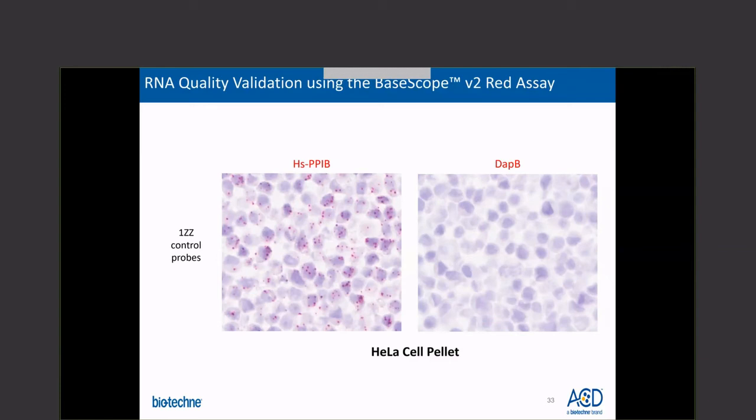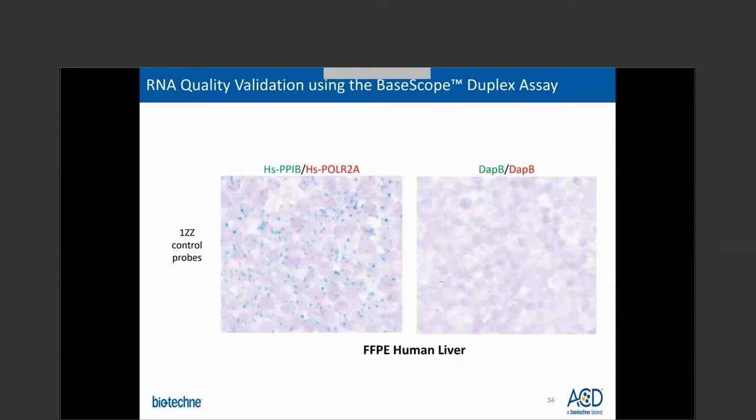It is recommended that you always run a pilot assay with the control cell pellet slide to verify that the assay technique is correct. Once you confirm that the assay is working as expected using the control cell pellet slide, you can next use the same negative control DapB control probe and positive PPIB control probe on your experimental tissue to verify the sample RNA quality and optimize the pretreatment conditions.